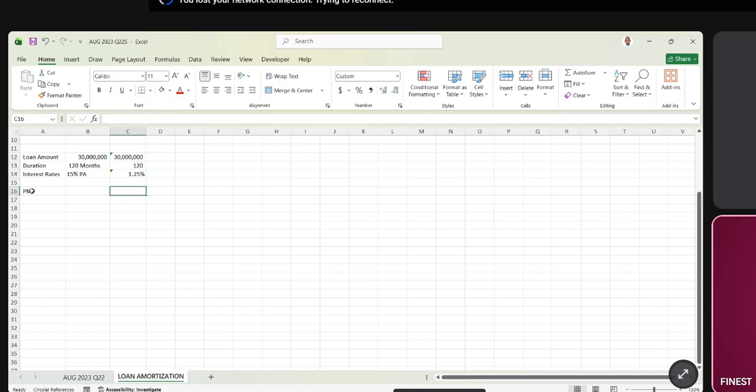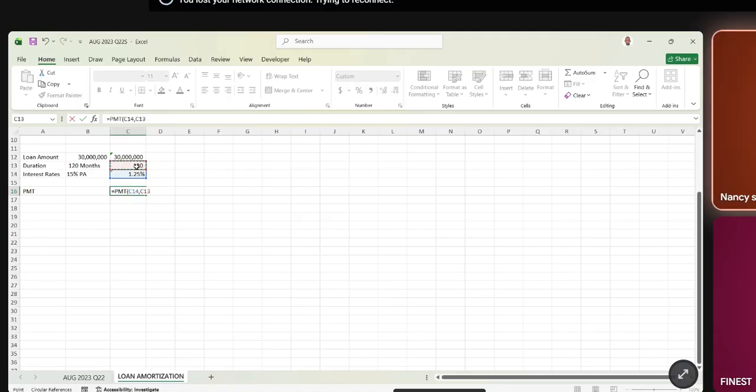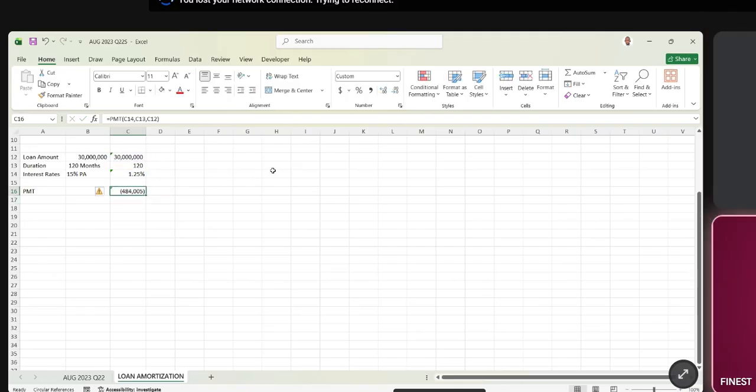So we ask ourselves, what is the PMT? You write PMT. The rate is 1.25%, the number of periods is 120, and the present value is 30 million.